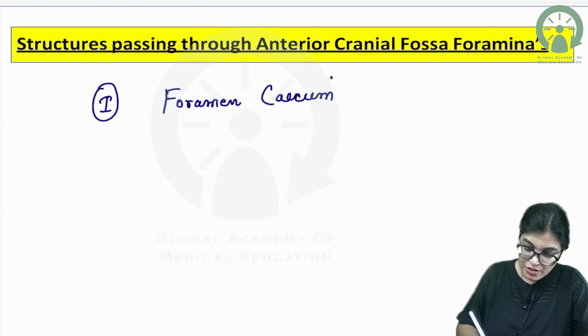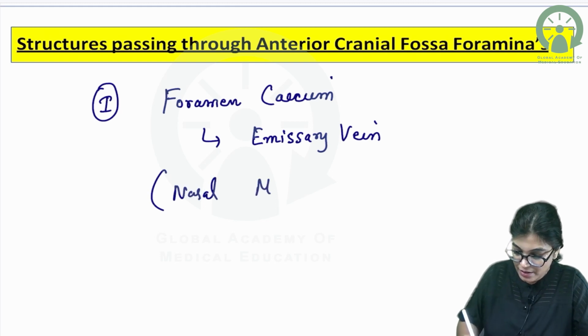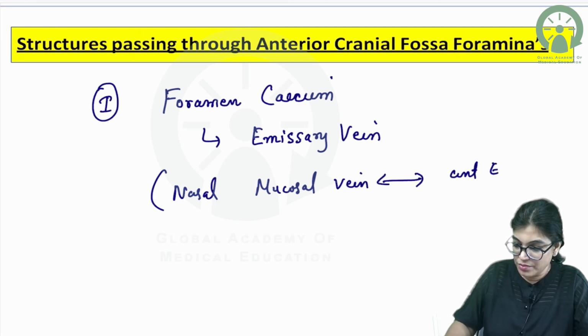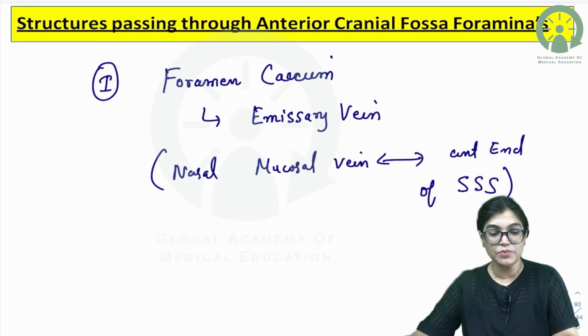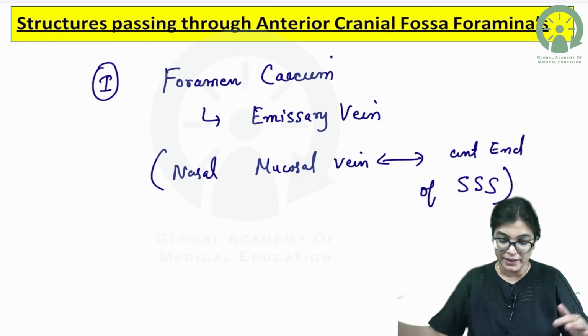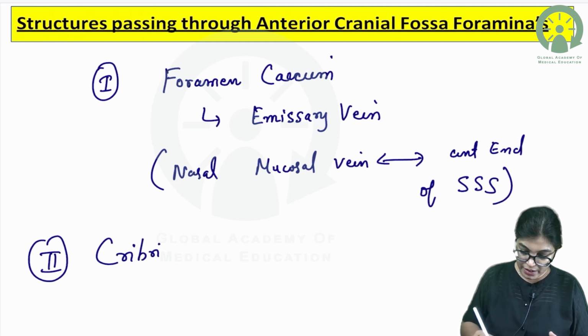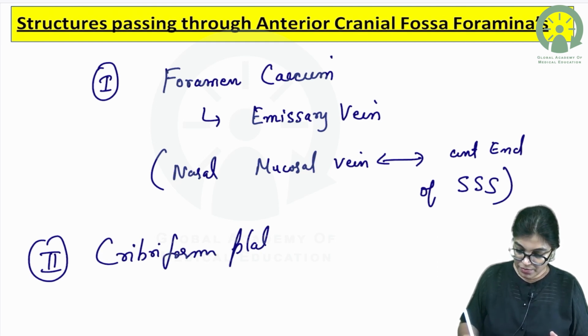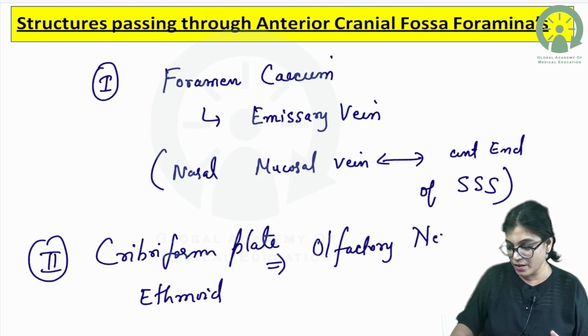Through foramen cecum, the structure traversing is the emissary vein. This emissary vein is connecting the nasal mucosal vein with the anterior end of the superior sagittal sinus. Now, let us talk about the other foramina. Through the cribriform plate of ethmoid, the nerves passing are the olfactory nerve rootlets.